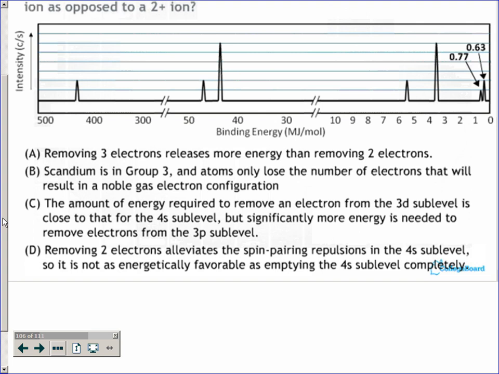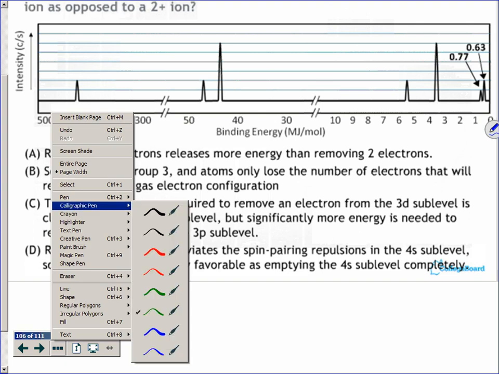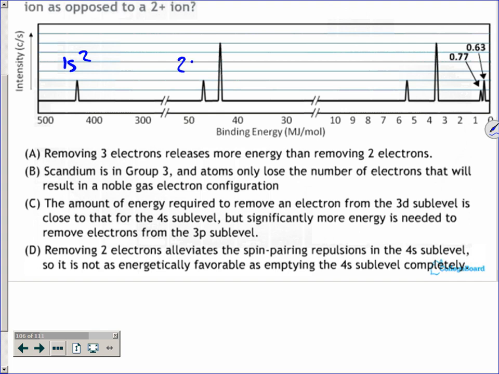Okay, so removing 3 electrons releases more energy than removing 2 electrons. All right, so let's label this out for ourselves, okay? So this first is 1s2, right? Keep going. Okay, so 1s2, 2s2, 2p6. Break in the graph just because there's a big difference, right? 3s2, 3p6, and so teeny tiny here, but I'm going to put 4s2 and this last one, 3d what? 1. Why is it bigger?